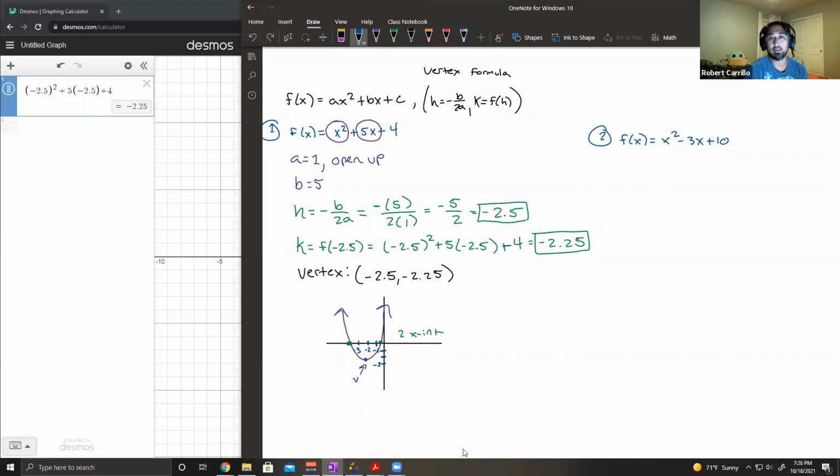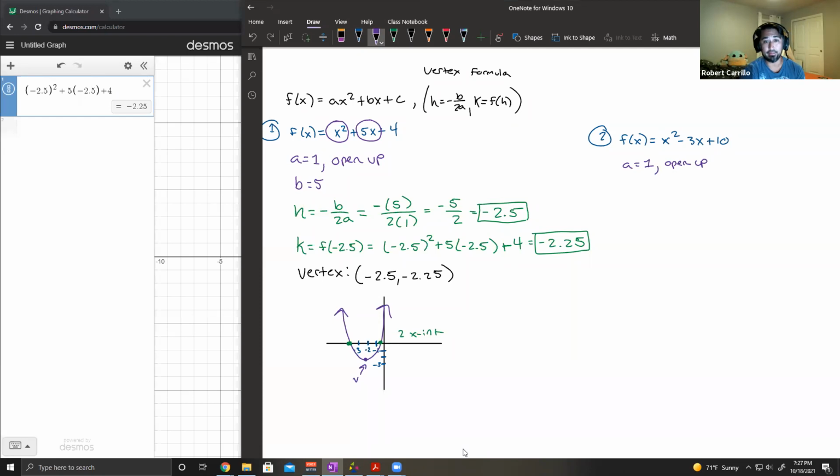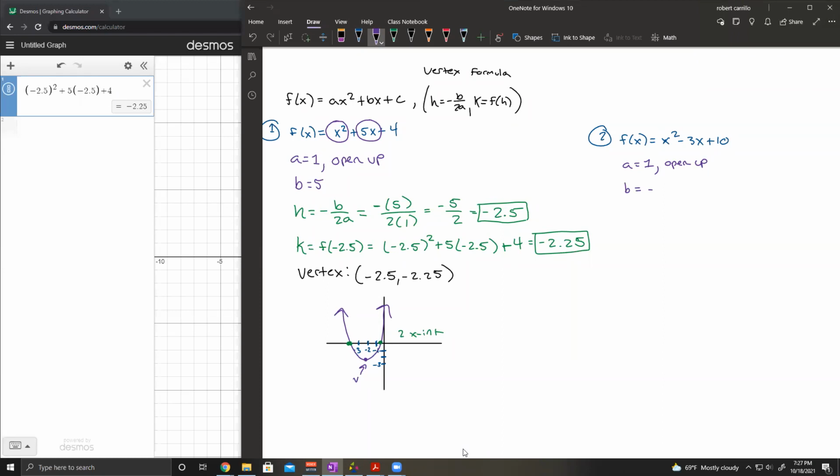And then x squared minus 3x plus 10. Compare it to our standard form. What is the value of A? 1, which is positive, which means we open up again. And then what is the value of B? Negative 3. That's all we need to know to find the vertex.